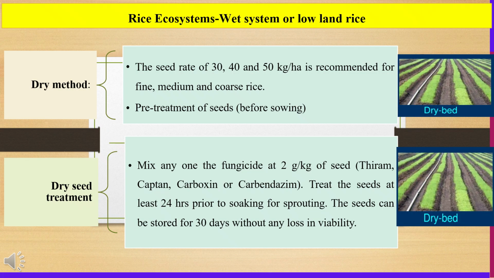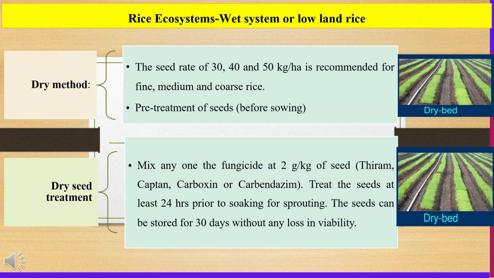For optimal growth, the recommended seed rates are as follows: 30 kilograms per hectare for fine rice varieties, 40 kilograms per hectare for medium rice varieties, 50 kilograms per hectare for coarse rice varieties. Pre-treatment of seeds before sowing.